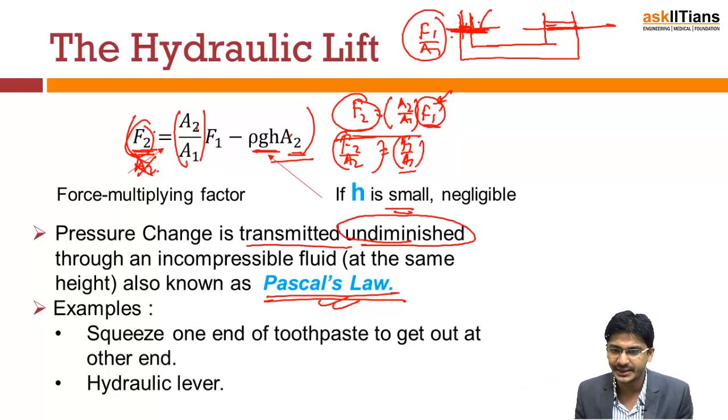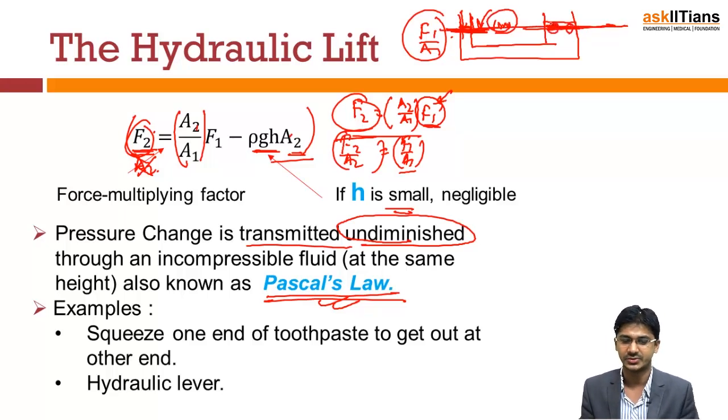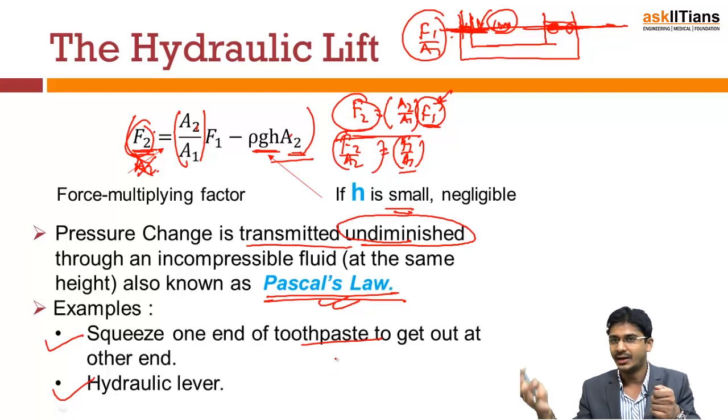If you increased here by 10 Newton at this point, since this is at the same level, here also it will increase by 10 Newton, here also it will increase by 10 Newton. This is Pascal's law. And what are the examples that you see in real life? When you squeeze one end of the toothpaste to get paste out at the other end. You pushed it here and you get the paste here. How? Because when you applied the pressure, it was transmitted to that other end. Then the hydraulic lever that you have seen.